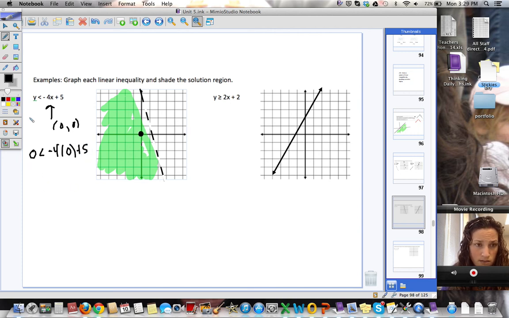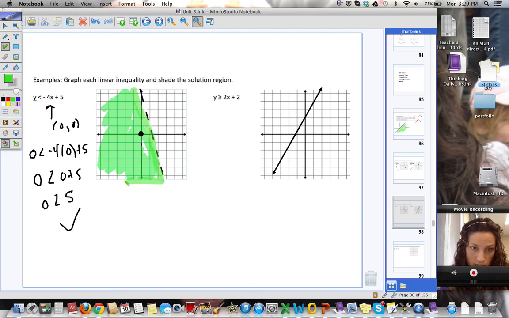So I have 0 is less than 0 plus 5, so 0 is less than 5. Is this true? Is 0 less than 5? Yes. That means everything that I shaded is correct. If I wanted to, I could shade a little better, but I shouldn't include that line. It's everything just behind this line. I double-check by picking any point. I could have picked this point, or this point, or this point, but to me, 0, 0 is the easiest to plug in.